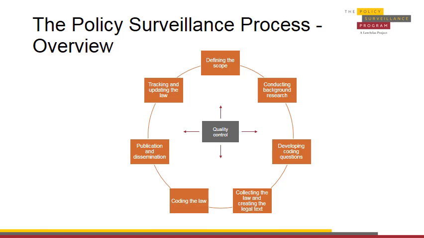Once the data has been created, it is ready to be published or disseminated to websites such as lawatlas.org. This process makes it easy to track and update laws in a project moving forward in time. You will notice that quality control is at the center of this wheel because it pervades throughout the entire process. Conducting background research, collecting the law, and coding the law are all done redundantly. In addition, other quality control measures are taken throughout the life of the project to ensure accuracy.